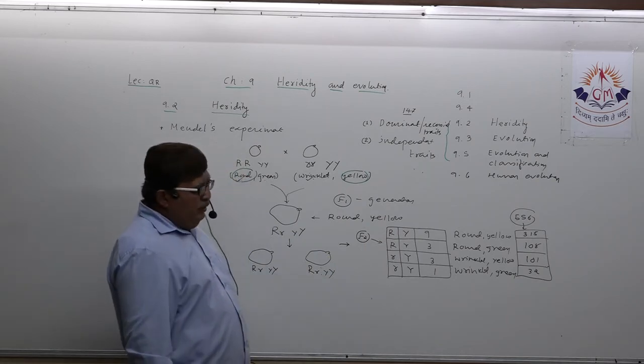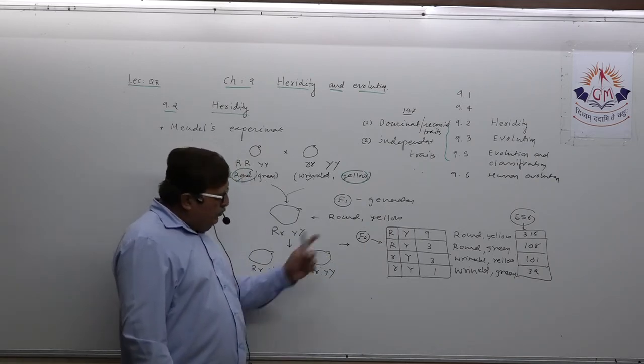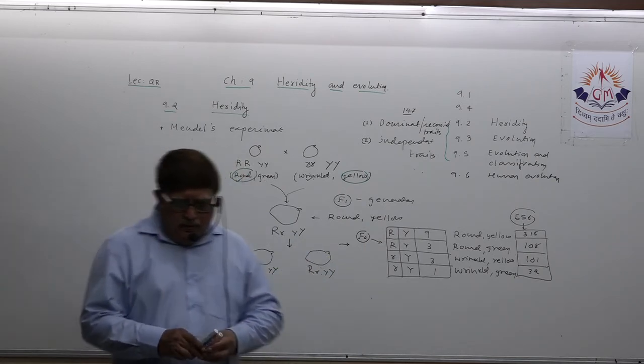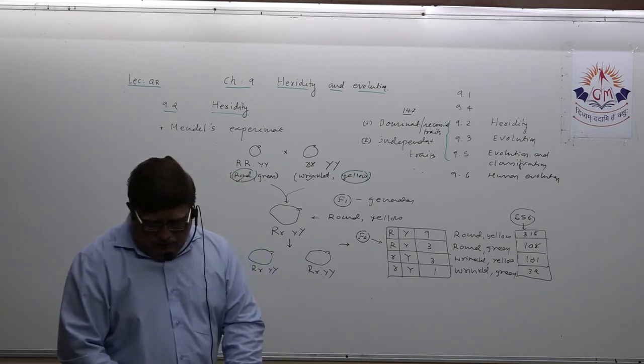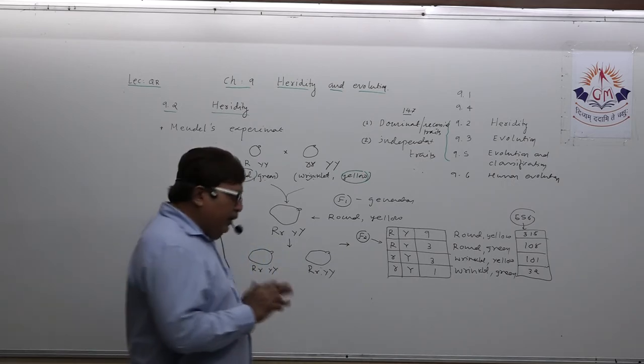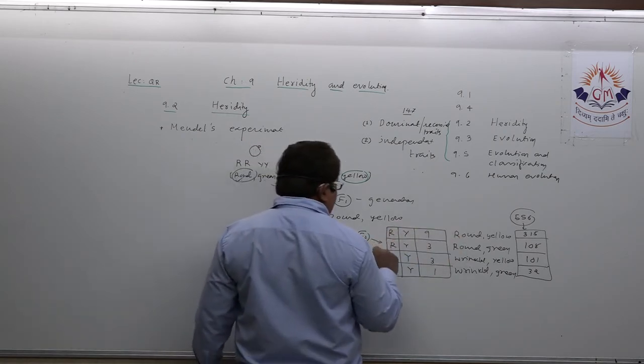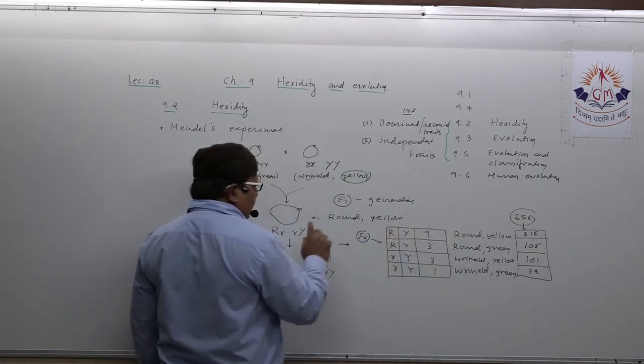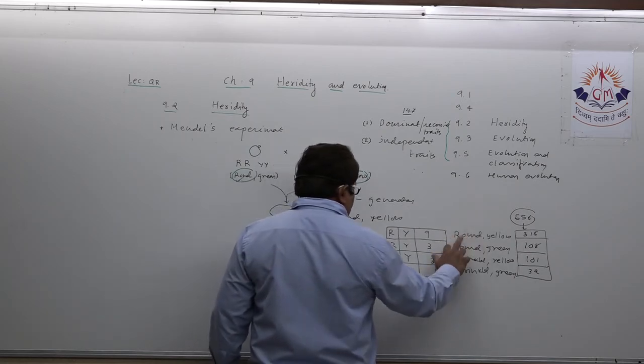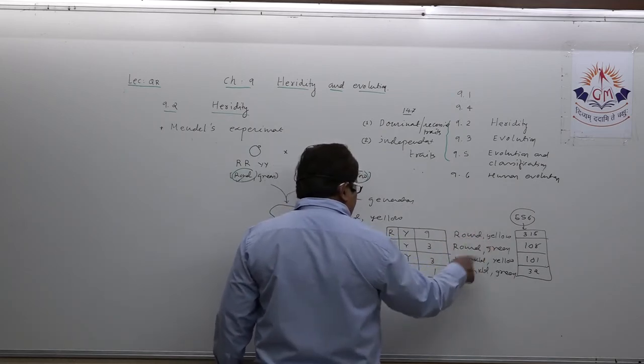You can easily remember it. Understand? So this is your answer to that in-text question number 2, where we actually showed, see dear student, here the mix-up of the character is observed. Understand? Round yellow, round green, wrinkled yellow, wrinkled green.